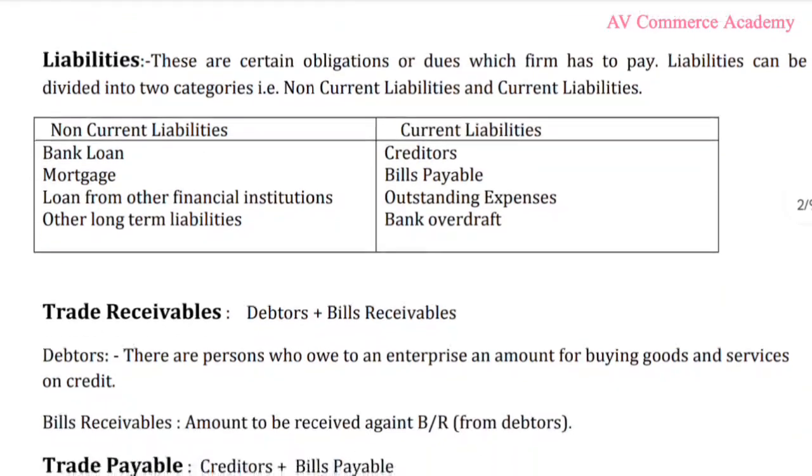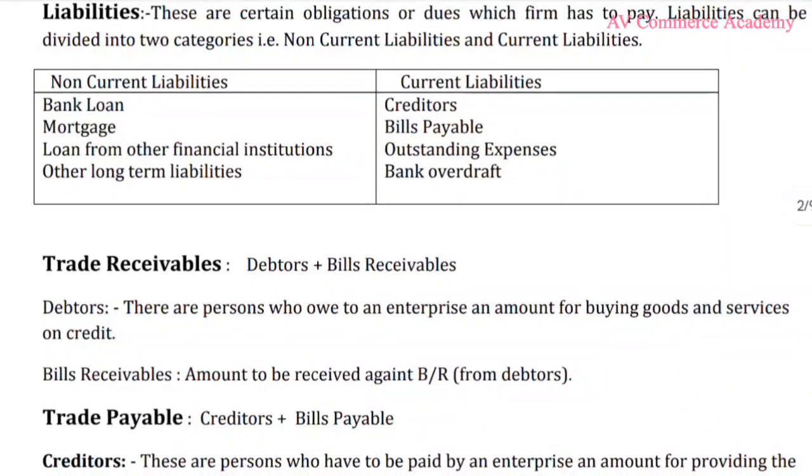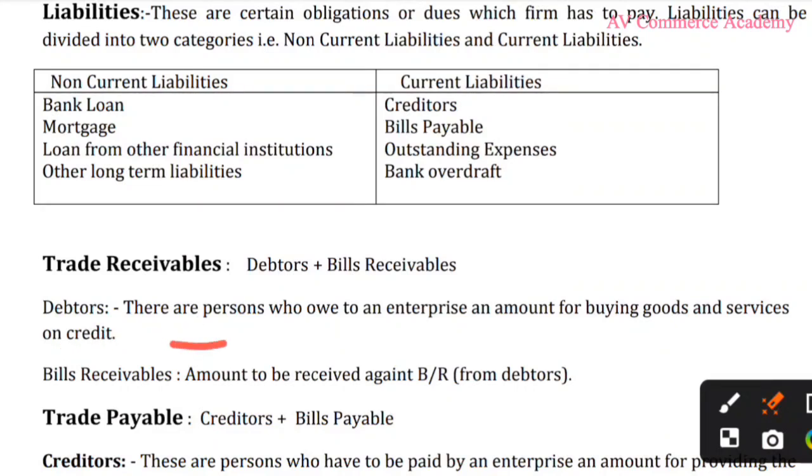And next is trade receivable. This is a debtor, a person who owes an enterprise an amount for buying goods and services on trade. In simple words, there are persons who owe the enterprise an amount for buying goods and services on trade. And bills receivable is the amount to be received against bills from the debtors. So same thing here also.